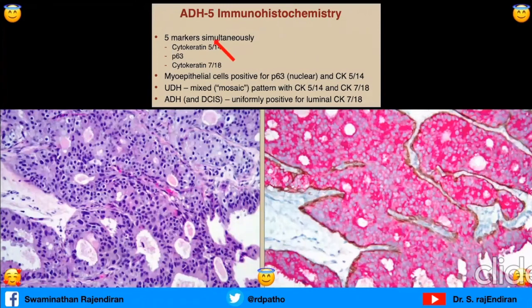ADH immunohistochemistry is the one where they use cytokeratin, low molecular weight cytokeratin, high molecular weight cytokeratin, and the P63. Okay, and here you can see this is a DCIS. You see the myoepithelial cells, P63 taking up the color, and the epithelial cells in ADH will be uniformly positive for luminal cytokeratin 7 and 18, which are low molecular weight. Okay, but I have not used this marker.